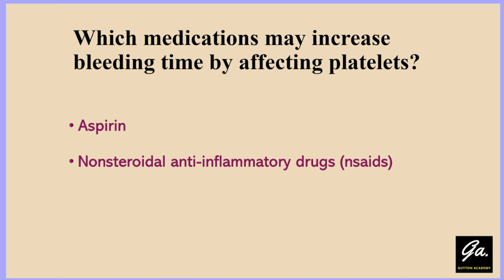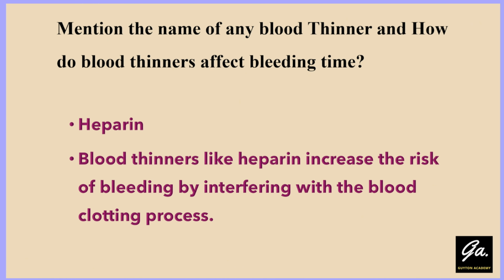Which medications may increase bleeding time by affecting the platelets? Aspirin and NSAIDs. Mention the name of any blood thinner and how do blood thinners affect the bleeding time? Heparin is a common blood thinner, and blood thinners like heparin increase the risk of bleeding by interfering with the blood clotting process.